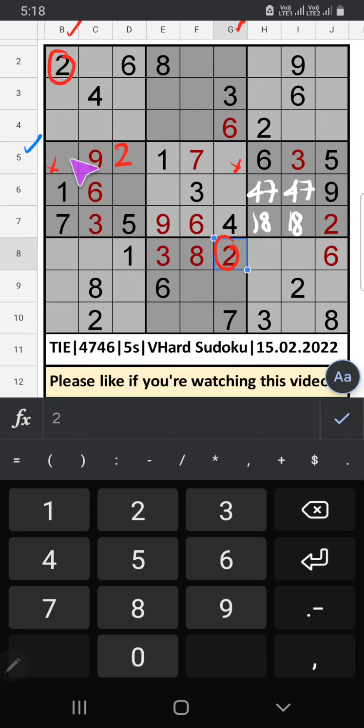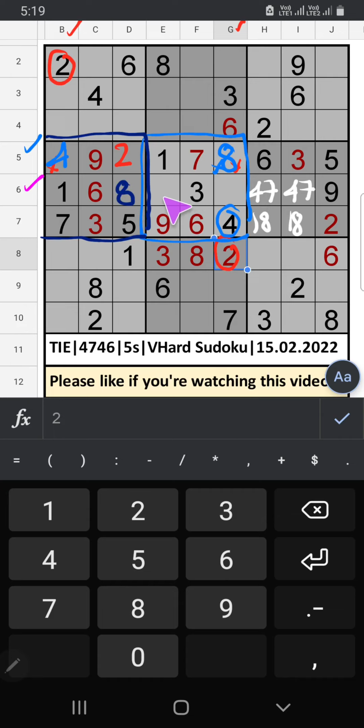Fifth row, only 2 numbers are remaining, 4 and 8. Fifth grid, we have 4. So 4 can't come in this cell, then 4 is confirmed here, then 8 is here. Fourth grid, only one number is remaining, 8 is confirmed here.